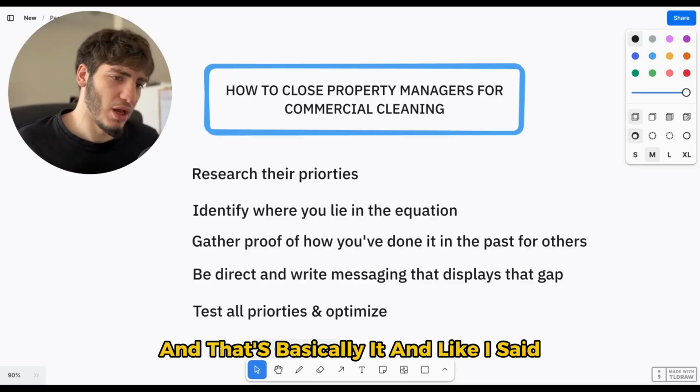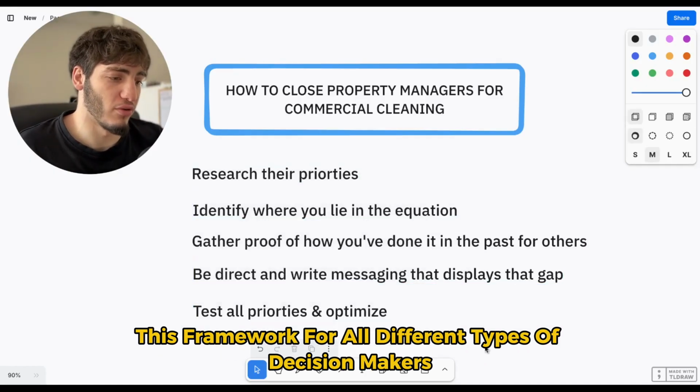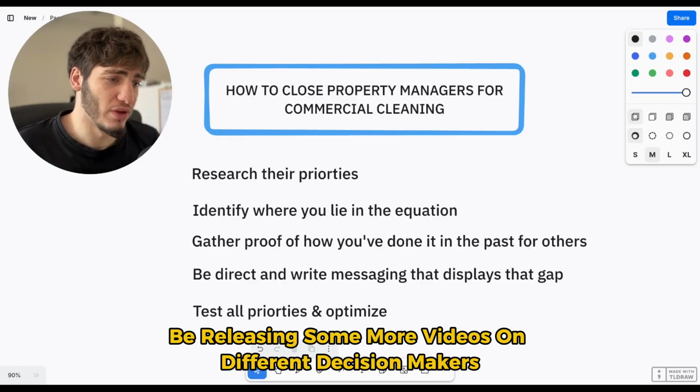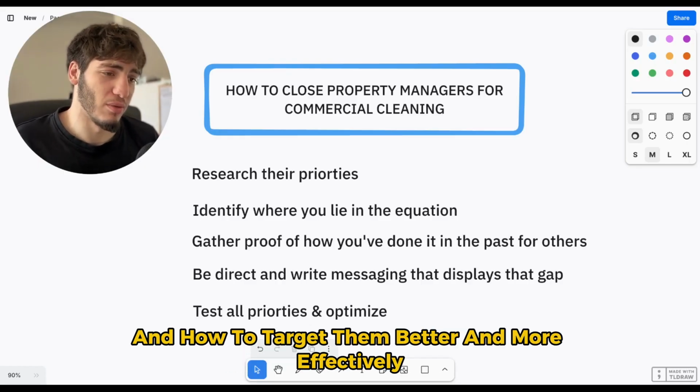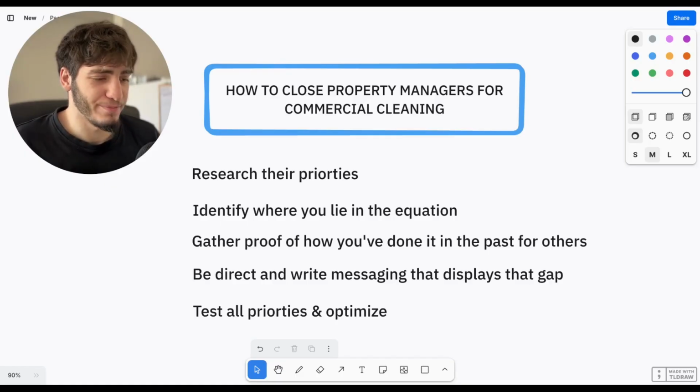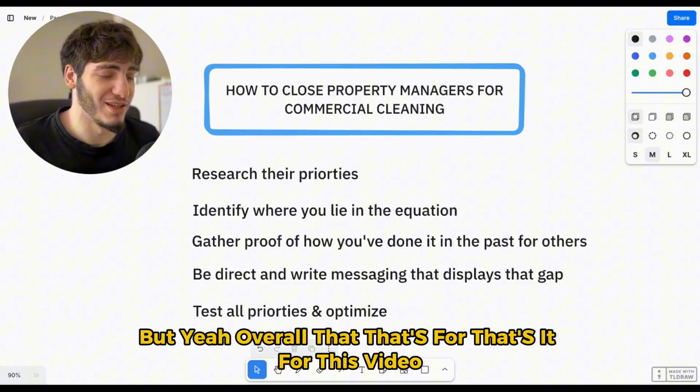And that's basically it. And like I said, you can use this framework for all different types of decision makers. Of course, we're going to be releasing some more videos on different decision makers and how to target them better and more effectively. But yeah, overall, that's it for this video.